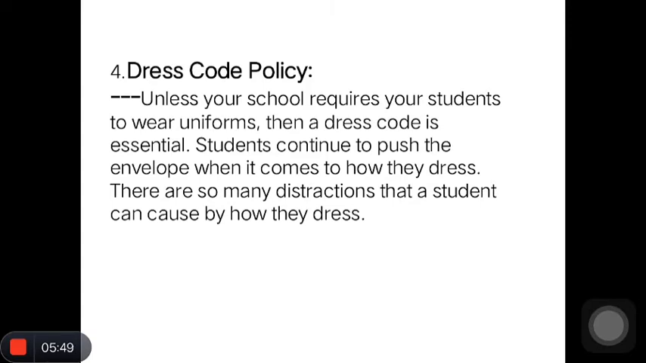Unless your school requires students to wear uniforms, then a dress code is essential. Students continue to push the envelope when it comes to how they dress. There are so many distractions that students can cause by how they dress. Yes, and that's important nowadays. Many people say that it's important for our students to wear a uniform, especially on Monday, Tuesday, Thursday, and Friday, because at the Legacy College of Compostela, Wednesday is what it's called.